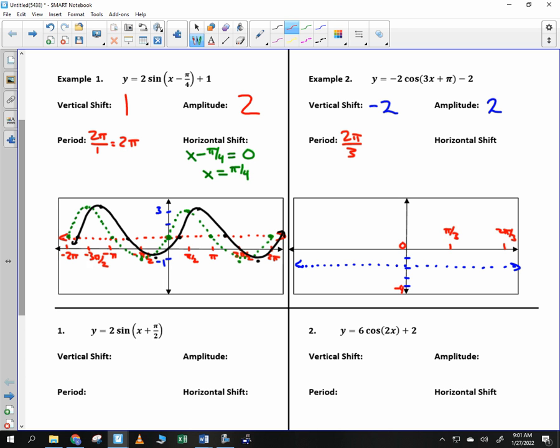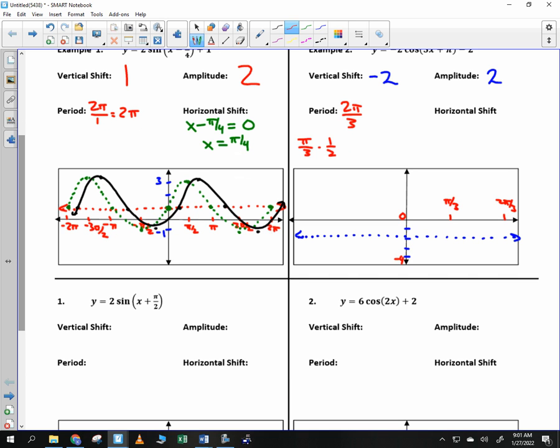Pi over 6. Let's look at how Devarian did that. He took pi over 3 and divided it by 2. What's the same thing as dividing by 2? Multiplying by a half. You see how when he multiplies by a half, he gets pi over 6? So we have pi over 6 right here.